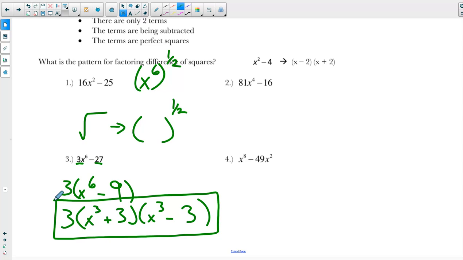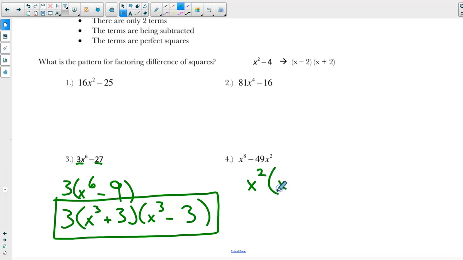So, when I look at number 4, we are doing the more difficult ones together. What's my greatest common factor for number 4? 1. How many x's? 2. So I can take 2 x's. So I'm going to factor out x squared as my greatest common factor. So I'm going to put minus 49. How many x's do I have left if I took out 2?